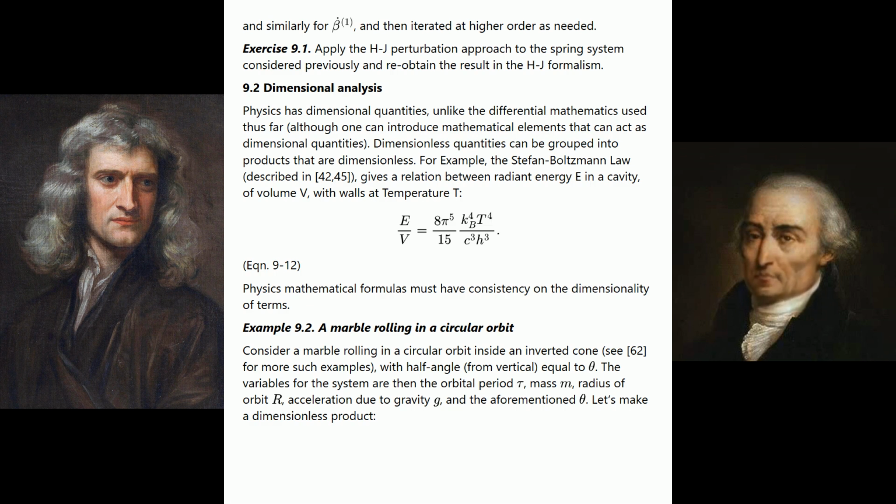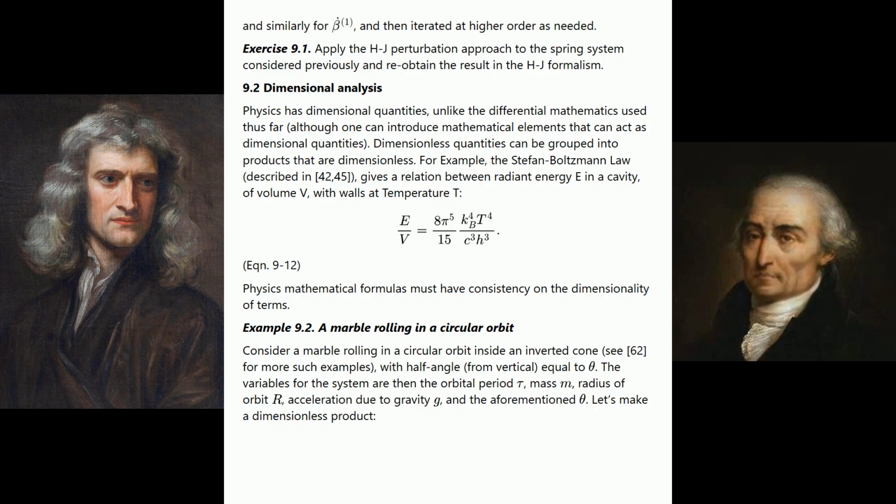Example 9.2. A marble rolling in a circular orbit. Consider a marble rolling in a circular orbit inside an inverted cone. See reference 62 for more such examples, with half angle, from vertical, equal to theta. The variables for the system are then the orbital period tau, mass m, radius of orbit r, acceleration due to gravity g, and the aforementioned theta.